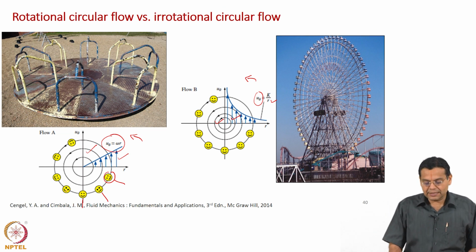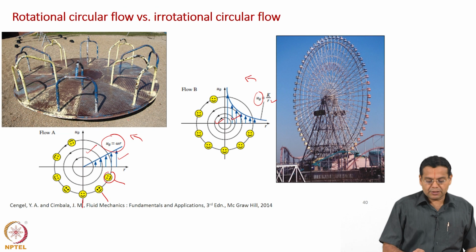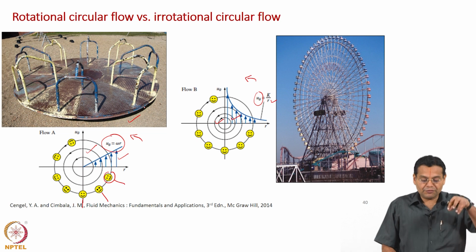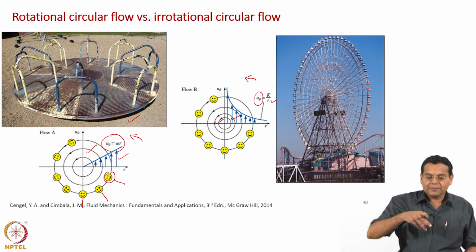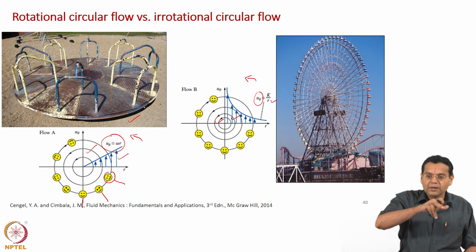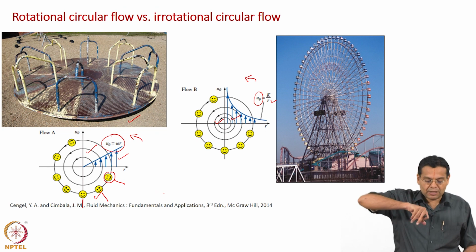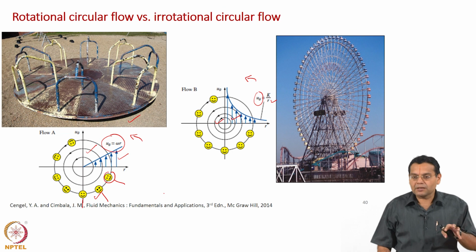And to give a nice example, that is what this book does. What is shown here is a roundabout, which children play on, and if you look from the top view, you can see them rotating along with the roundabout. Of course, they undergo a rigid body rotation. Just like they smile, here also you have smileys, which undergo rigid body rotation, and so this is a rotational circular flow.